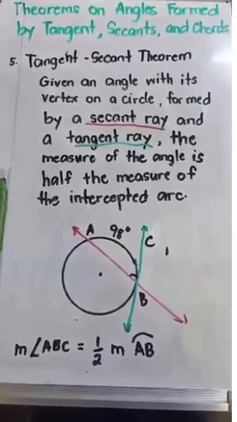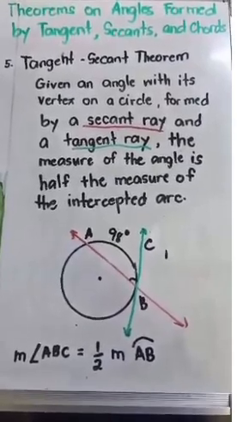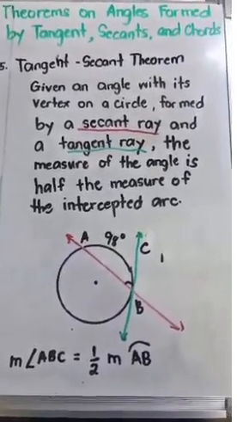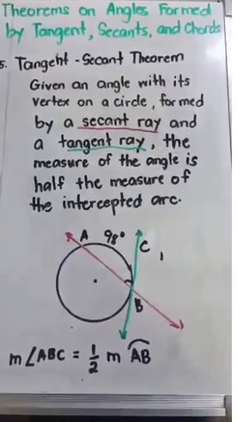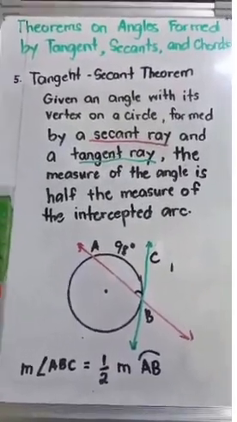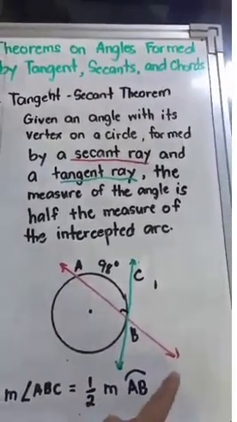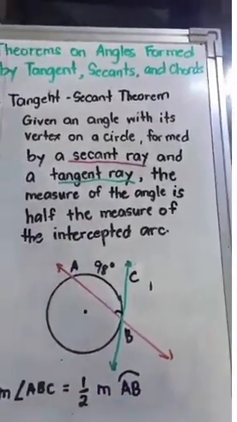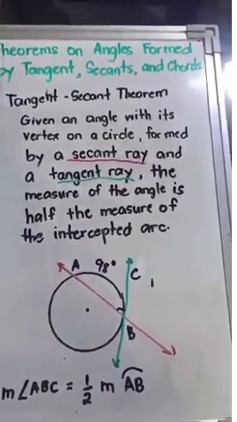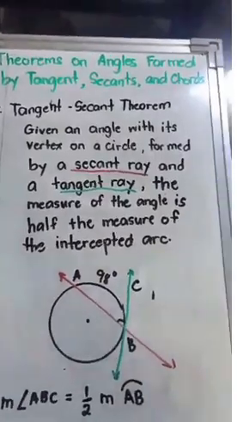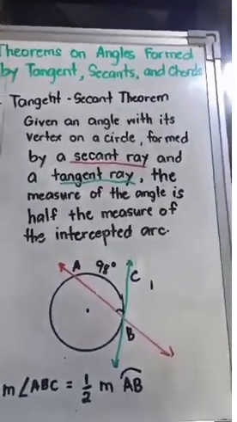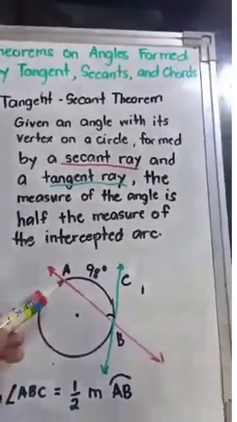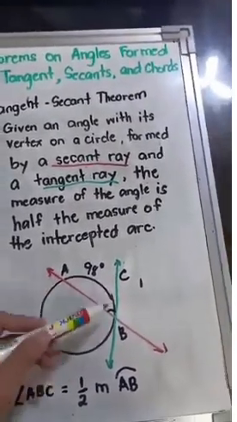Given an angle with its vertex on a circle, formed by a secant ray and a tangent ray, the measure of the angle is half the measure of its intercepted arc. So this one is the secant ray and this one is the tangent. Now this secant and tangent form an angle, and that is angle ABC.